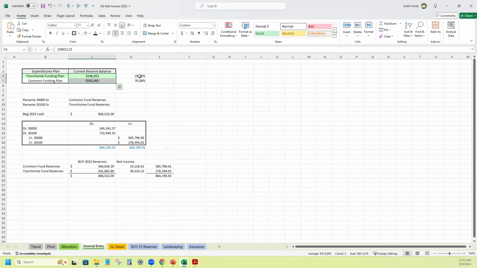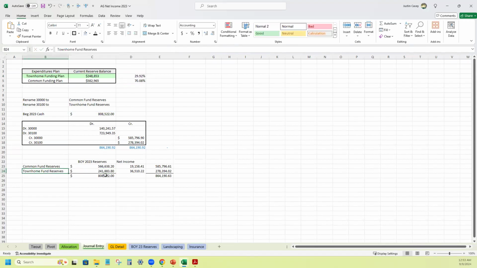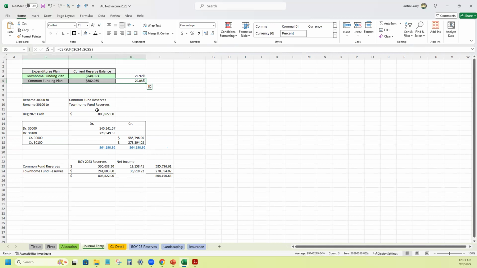So proportionally, in the 831, 29.92 was the townhome portion. So multiply that by beginning cash, and that'll be the starting basis for townhome fund reserves as of 2023. Common fund reserves equal to the proportionality that was in the reserve study multiplied by beginning cash. Okay. And then added to our net income for those balances.